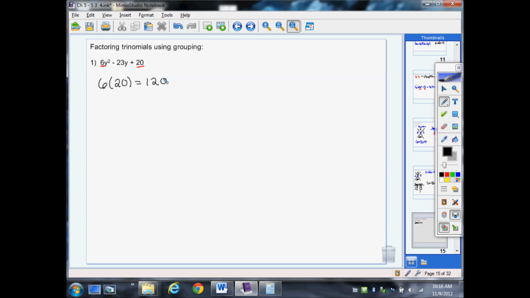That will give me a 23. So I have to find factors of 120. Now the big giant X, if this is a small number that you can think of all the factors of pretty easily, the big giant X would still work here. But 120 is not necessarily the easiest thing to think of the factors of. So I'm going to make a factor table on this one.